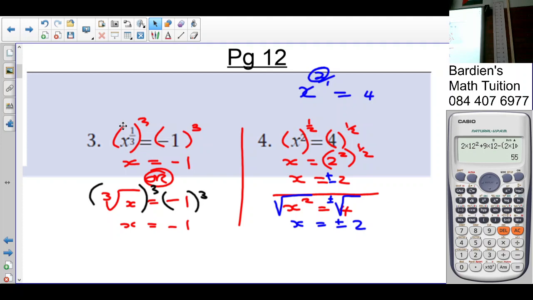Okay, so if the numerator is even, don't forget to add plus and minus, and simplify on the other side. Right, you guys understand? Any confusion? No.